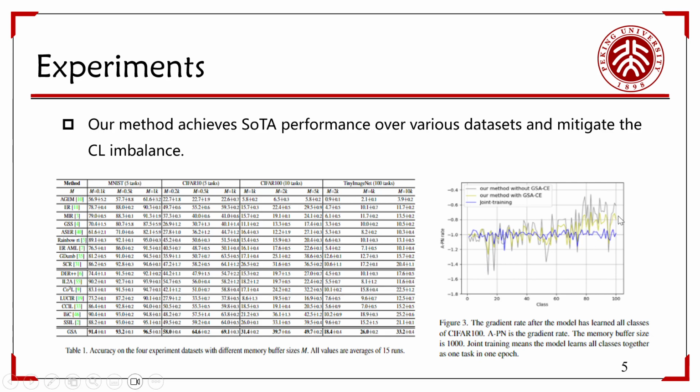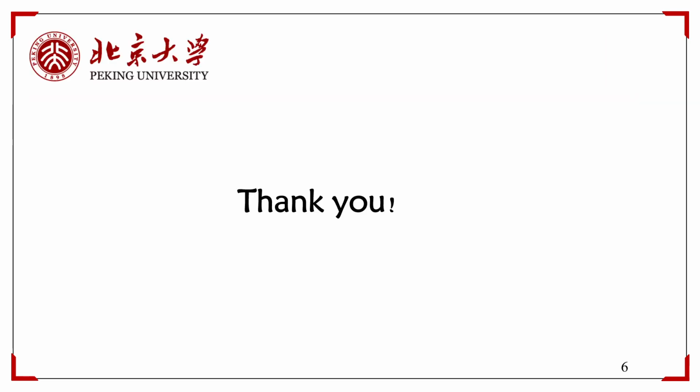Also, our method reduces the gradient rate of the new class and tries to make the gradient balanced between all classes. But our method doesn't fully fix this problem. So we encourage researchers to focus on the imbalance problem for the cross-task class discrimination challenge. That is what I want to share with you.